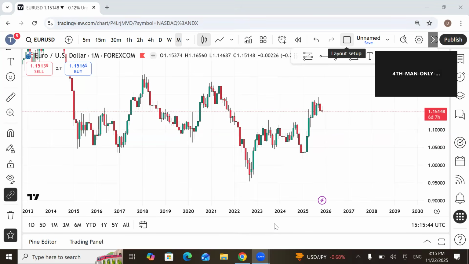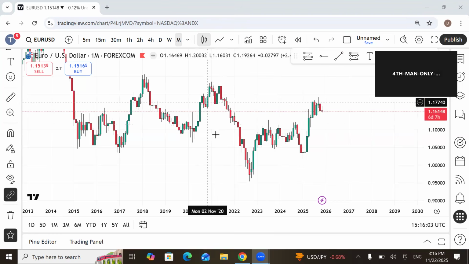Because we have three types of key level. We have V-shaped key level, we have A-shaped key level, and we have open close key level. This is a bearish open close key level, and this other one is also a bearish open close key level.